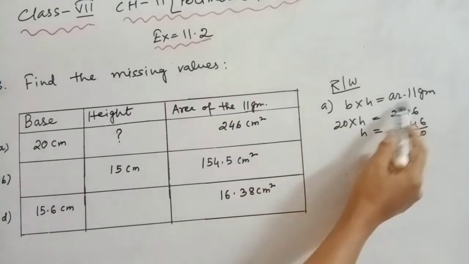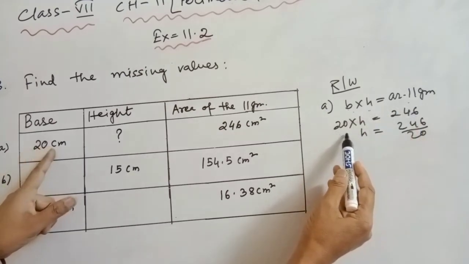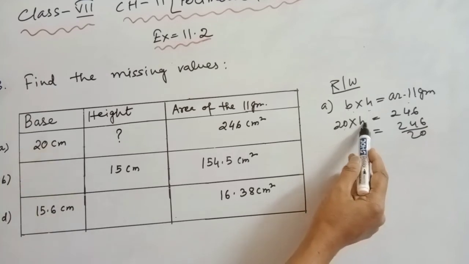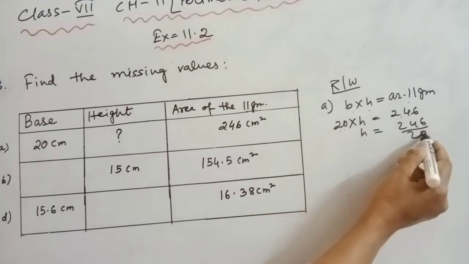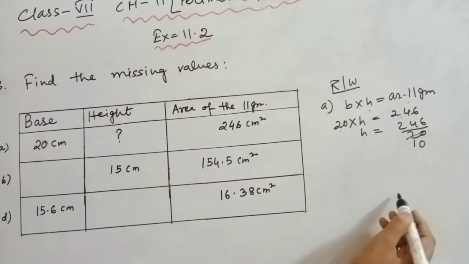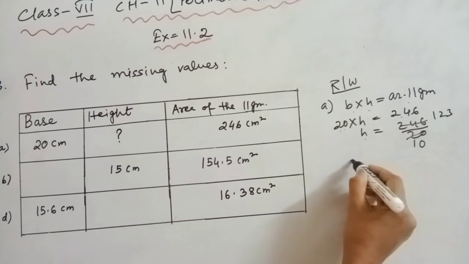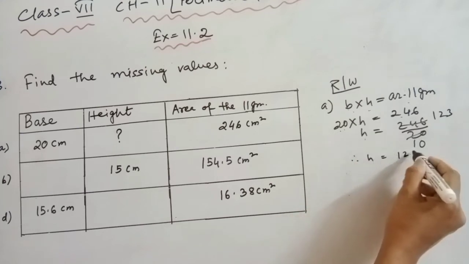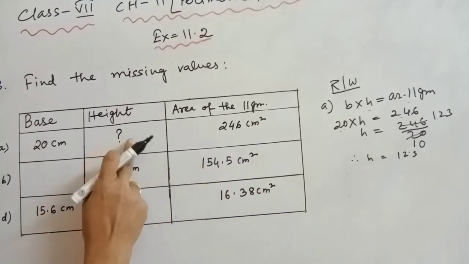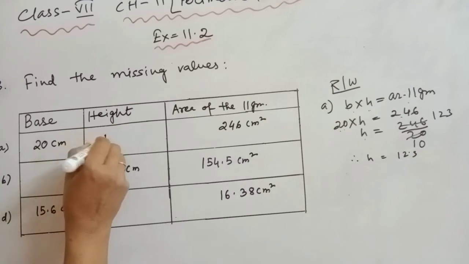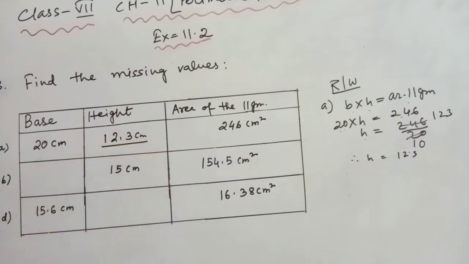Area of a parallelogram is equal to base into height. So base into height is equal to the area of the parallelogram. Value of base is 20 centimeters. So 20 into h is equal to 246. H is equal to 246 by 20, divided by 2. 10 2s are 20, 2 1s are 2, 2 2s are 4, 2 3s are 6. Therefore, h is equal to 123 by 10, that means 12.3 centimeter. So in this place you will write height is 12.3 centimeter. It was missing and now you have found it out.